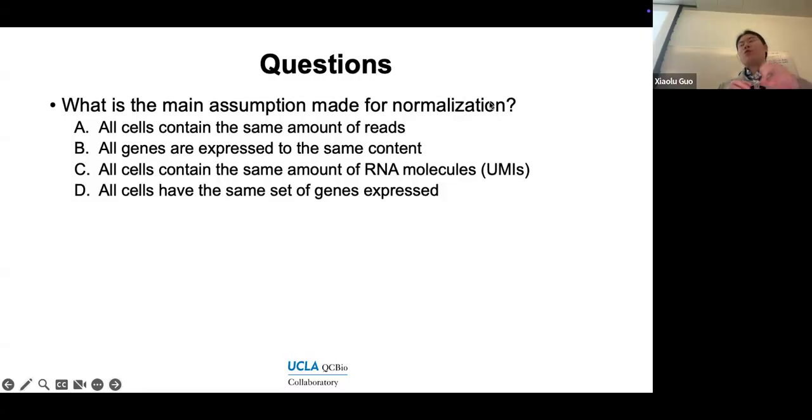So for each cell, we have the cell library size or cell sequencing depth, and then we will normalize the counts of a specific gene over the sum of the gene expression in that cell, and then times a number. And that number is kind of what we assumed. We assume that all cells express the same amount of UMI or mRNA molecules. So they should contain the same amount of mRNA molecules, that is the UMI.